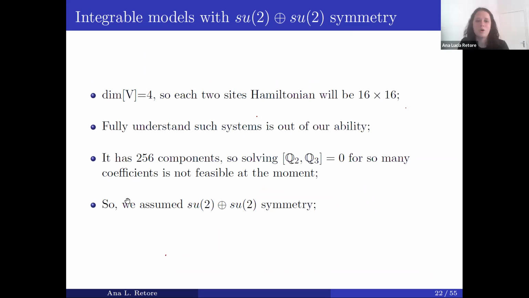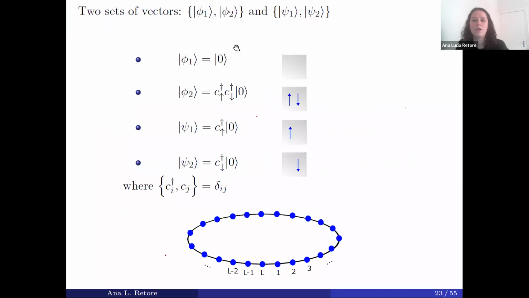Okay. So the idea was that it's too complicated to do the general case, so we did SU(2) plus SU(2) to start. Here you think of the bosonic states as empty or two particles: a site with nothing, or a site where you created a particle with spin up and one down. So this is phi 2, and then psi 1 and psi 2 are where you create, like an electron, a particle with spin up and one with spin down. Then we put them in a periodic chain, so each site can have one of these four configurations.